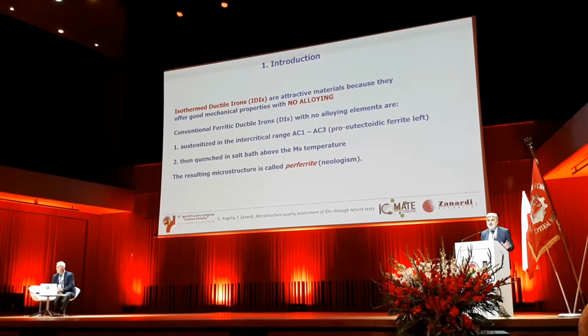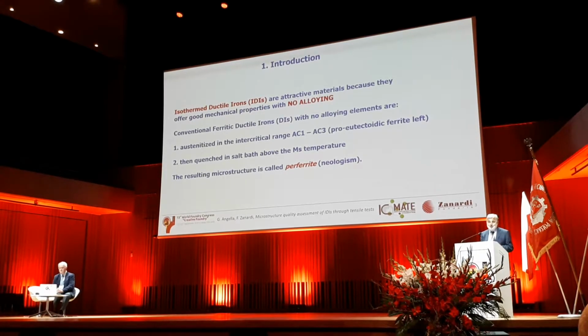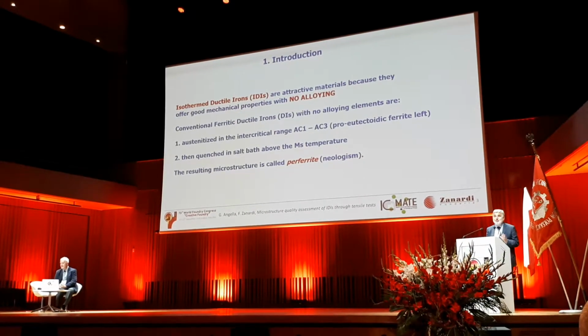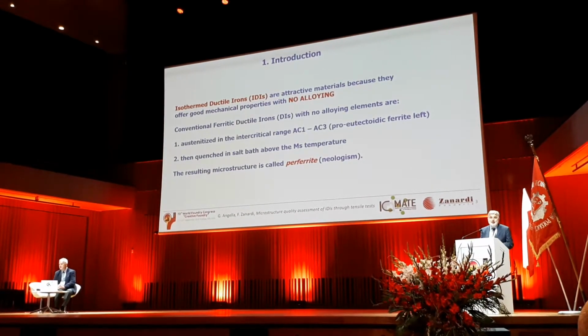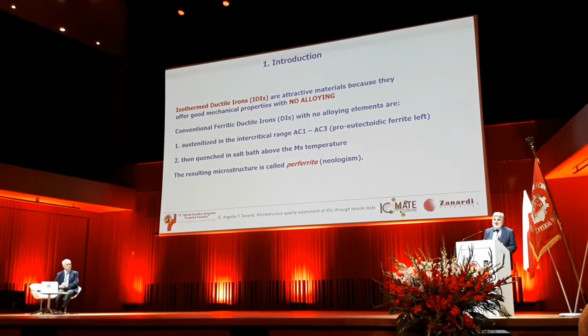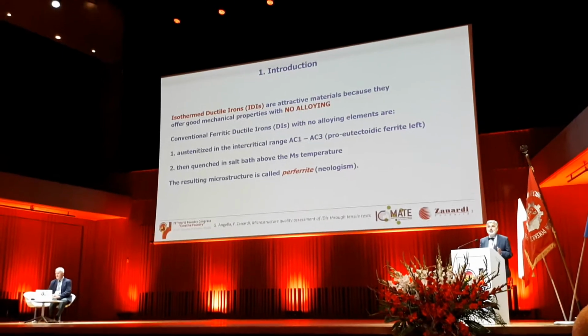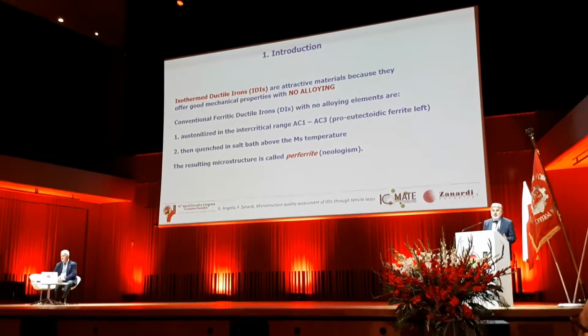Then, what we are doing is the austenitization in the intercritical range, AC1, AC3, and we quench into a solid bath, so above the martensite start temperature. This means that we are not getting a ferritic reaction as in ADIs, because having no alloy, the bainite curves are stable on the left. We are not pushing on the right, and so we cross the ferritic nose.